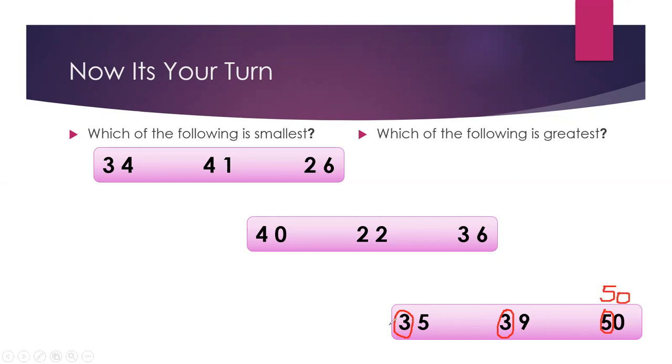Now, which of the following is the smallest? Now these two numbers are left, and both have 3 at the highest place value. So now we will compare the second digit. Here we have the digit 5, and here we have the digit 9. As 5 is smaller than 9, we can say that 35 is smaller than 39. So the smallest number here is 35. So now we will move on towards our next slide.